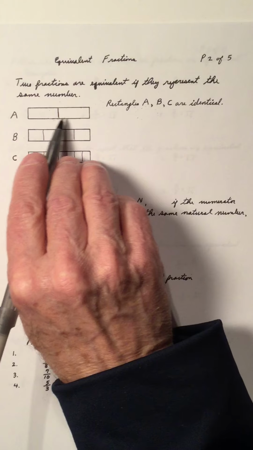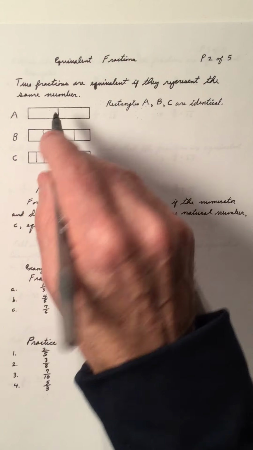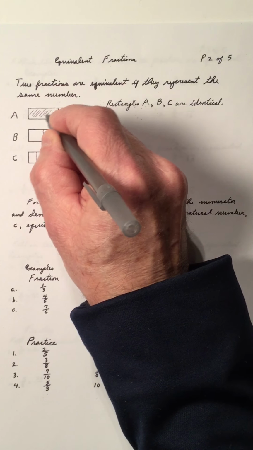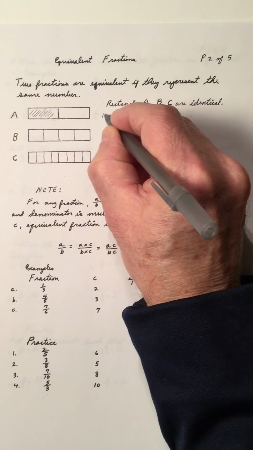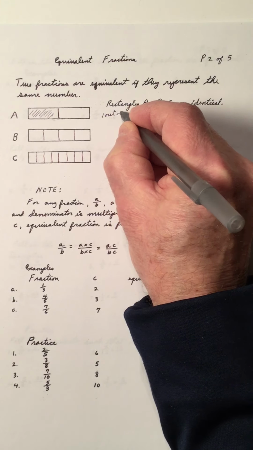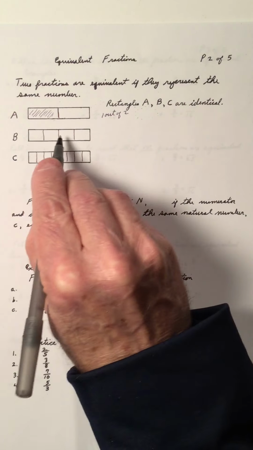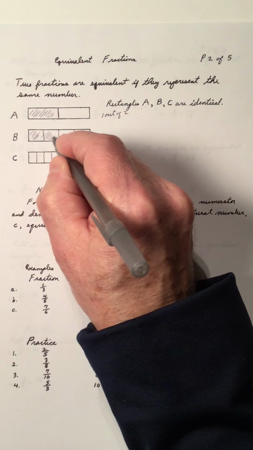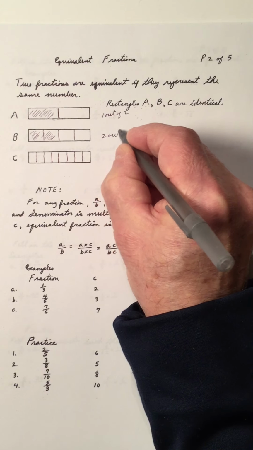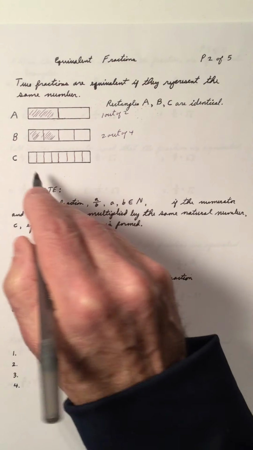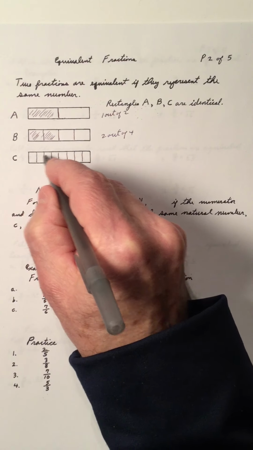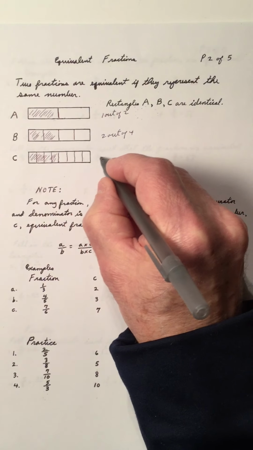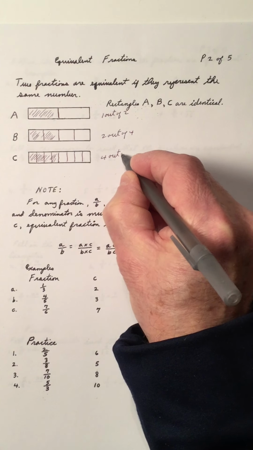Notice if I take rectangle A, it's the same rectangle, but let's shade in 1 out of 2. And in B, let's shade 2 out of 4. And in C, let's shade in 4 parts, 4 out of 8.